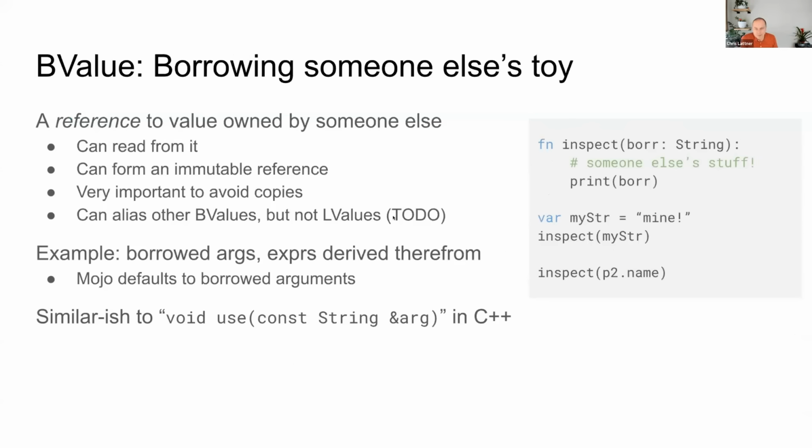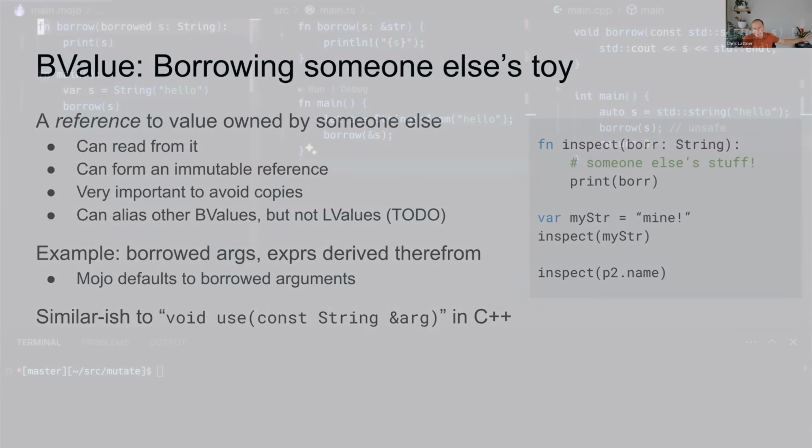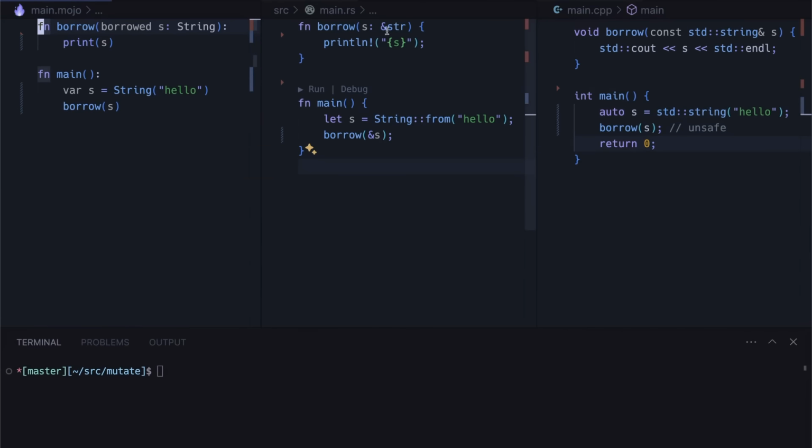Now, what about borrowing? Borrowing is when somebody else owns something and you have an immutable reference. So you're saying, I'm going to refer to something somebody else has. They own it. I want to borrow it for a while, right? So they're going to continue to own it. It's there, so I can't go change it, but I can read from it. The borrowed will be familiar for developers coming from Rust, where you have an immutable reference, or C++, where you have a const reference. But in Mojo, all the arguments are borrowed by default, so you can elide that keyword and you get the same behavior.